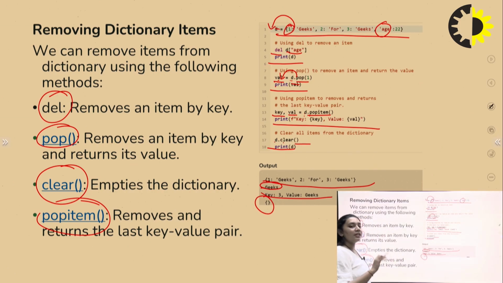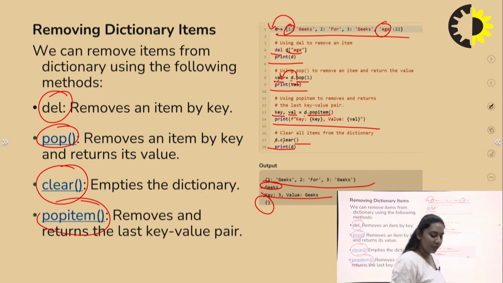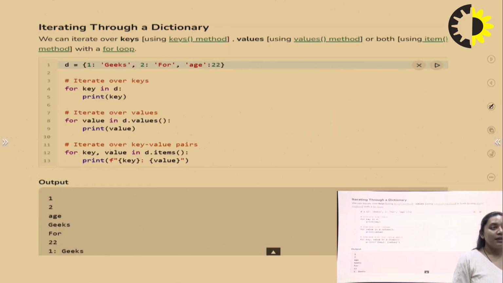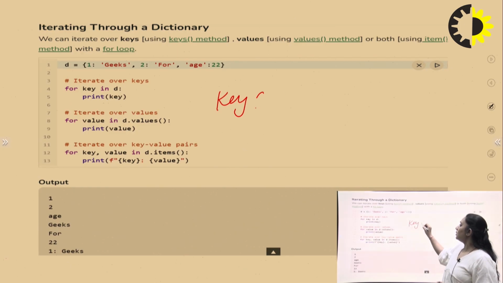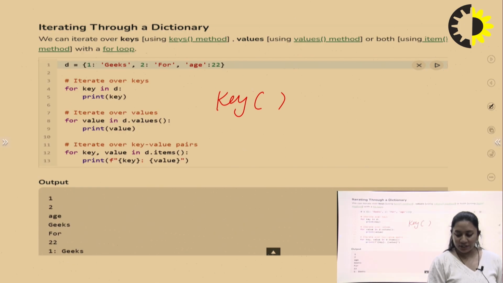It clears all the items that were present in the dictionary, right? Next is iterating through a dictionary. You can iterate a dictionary by using the for loop. In Python, we use the for loop for iterating the dictionary. So we can iterate over a key by using the keys method. In this, you need to use the keys method to iterate the keys.